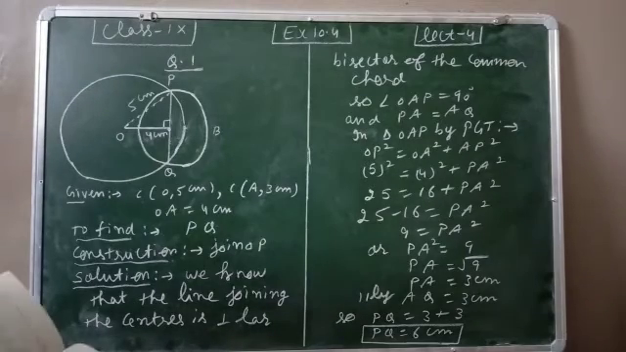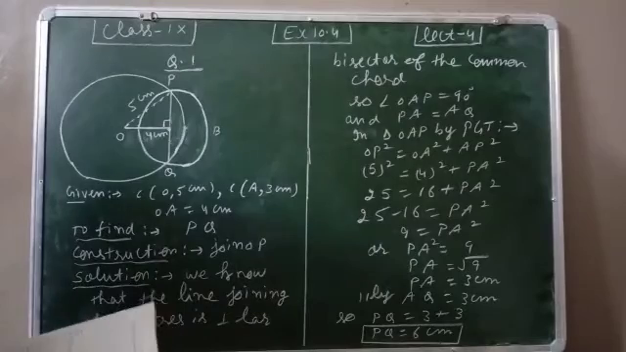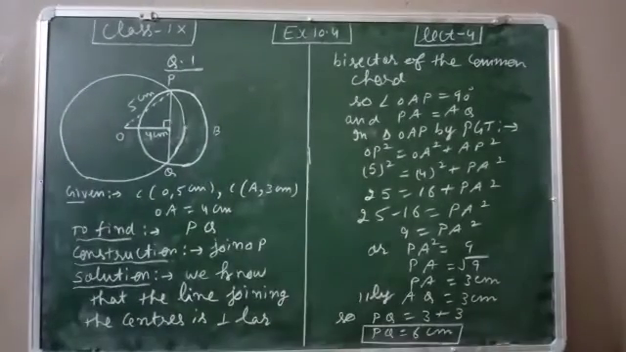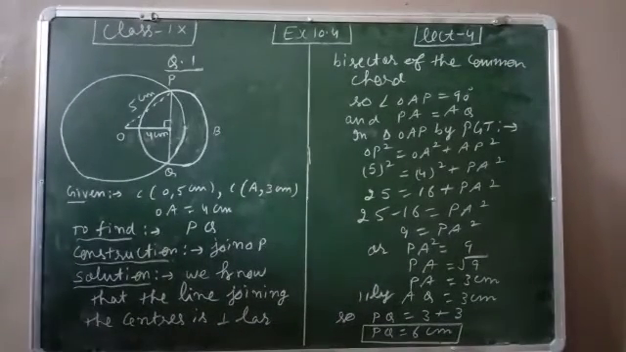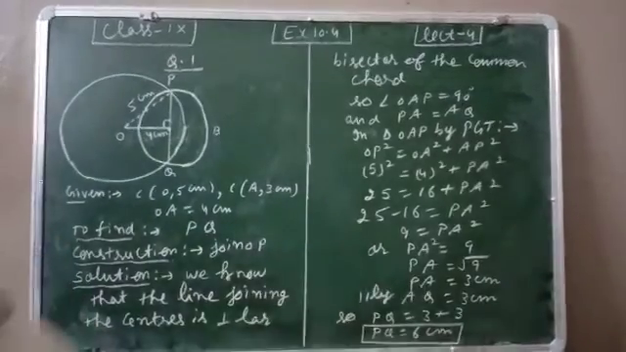Up to now we discussed the definition of a circle, then some terms related to a circle. Before starting this 10.4 exercise we studied three results. First, perpendicular from center to chord bisects the chord. Second, equal chords are equidistant from the center of the circle. And third, equal chords subtend equal angles at the center of the circle. Now we will discuss the questions of this exercise.